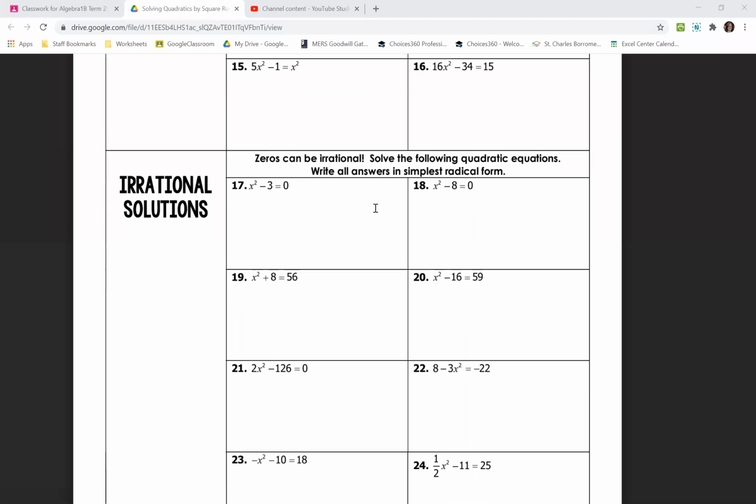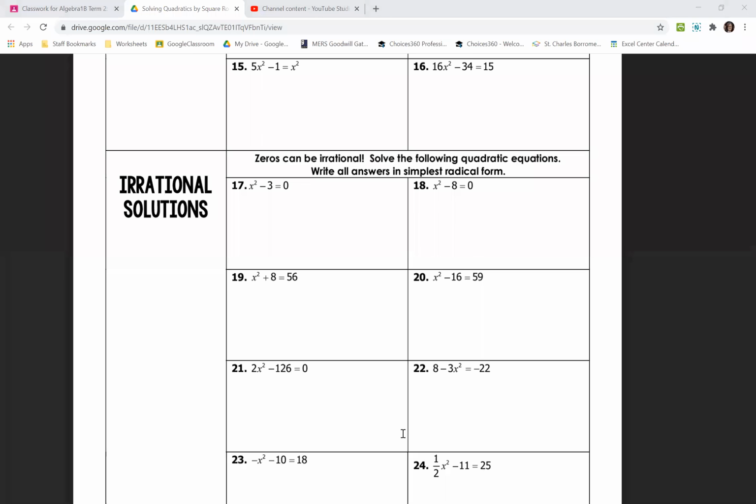Moving on to 17. Here, we're going to have numbers that are called irrational numbers. Irrational numbers are numbers that cannot be expressed as a fraction or a whole number. It's a decimal that goes on forever. And so any square root of a non-perfect square is irrational. And so let's look at some of these.